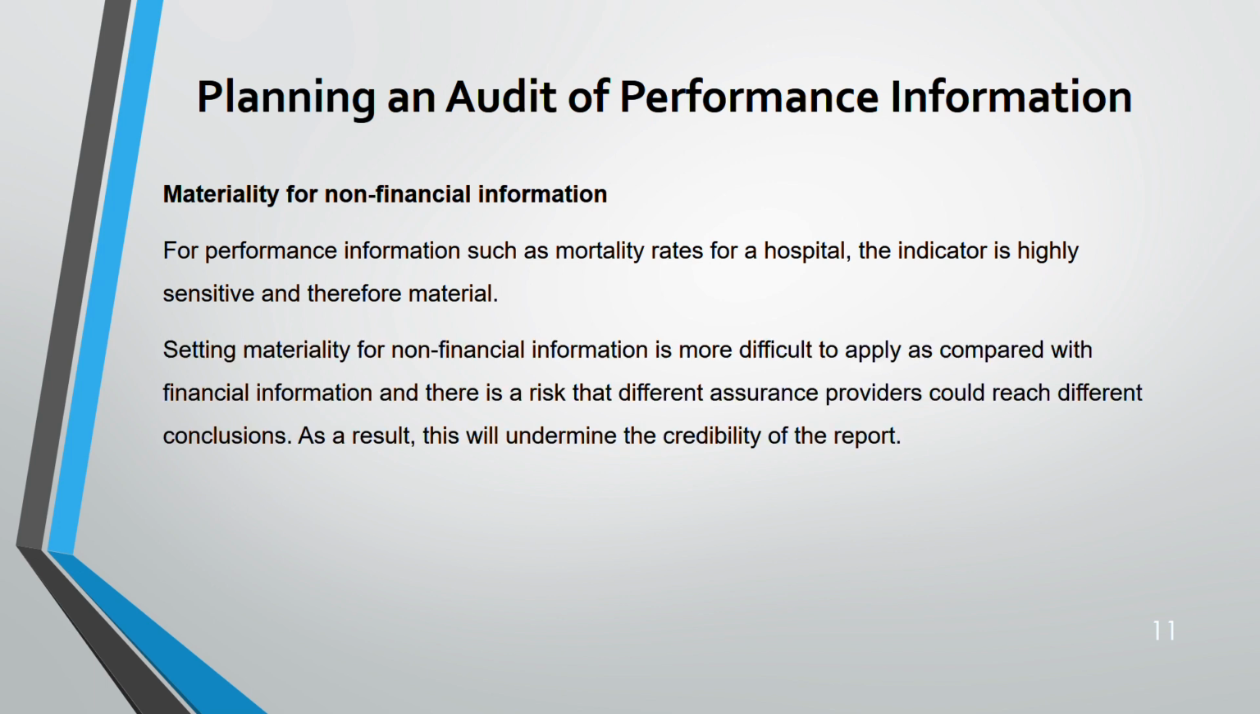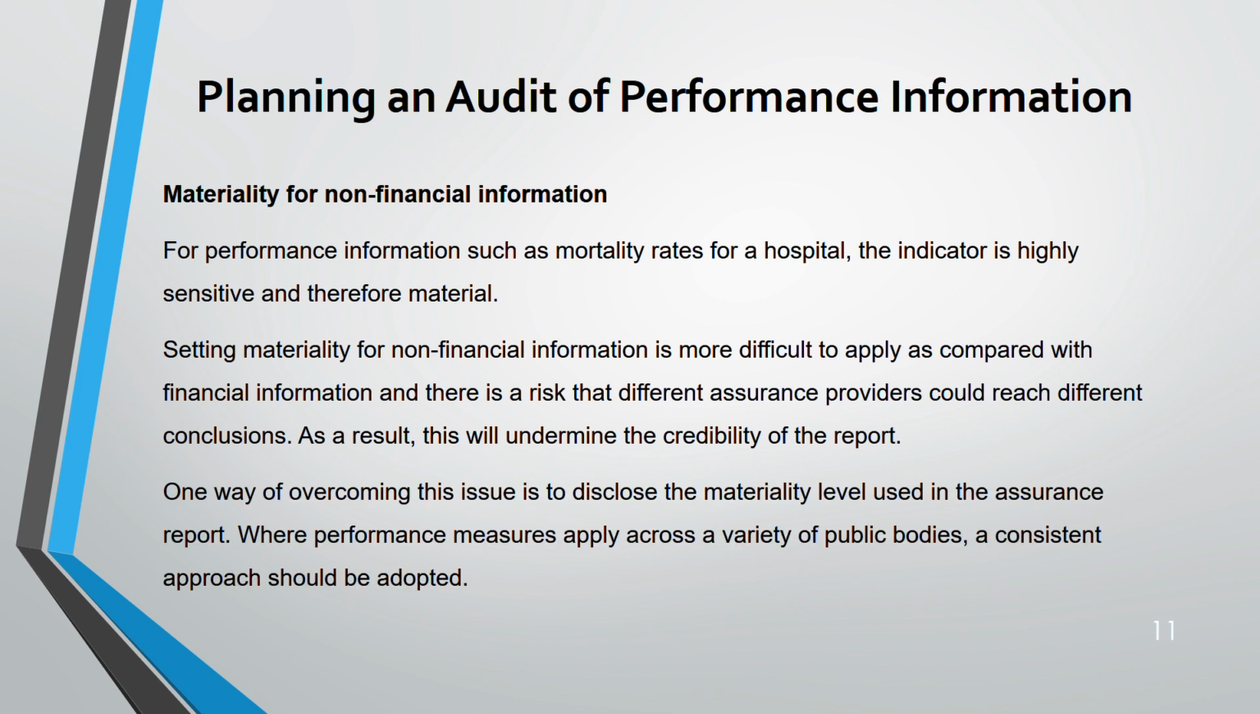That's very significant. Next, setting materiality for non-financial information is more difficult than financial information because different assurance providers might come to different conclusions also. What someone might think, mortality rate is not material, some might think mortality rate is material. Accordingly they will give assurance. Next, to overcome this issue is to disclose the materiality level used in the assurance report. What is that materiality level that has been used? Disclose it in the report so that no matter whoever the assurance provider is, they will come to the same conclusion. That means a consistent approach should be used, whoever is the practitioner giving the opinion or assurance.